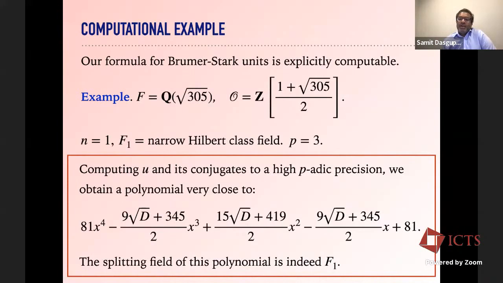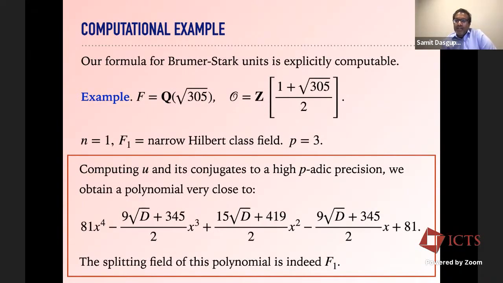And we never fed it the answer, right? We never told the computer what the narrow Hilbert class field of this field F is. We just told it F is Q adjoin the square root of 305. The D, by the way, inside this red box, that's 305. I just simplified it by writing D. So we never told the computer anything other than D. We told it to take your prime p to be 3 and compute the narrow Hilbert class field, and it spits out this polynomial by calculating this p-adic formula that I gave you. And so it's very nice.